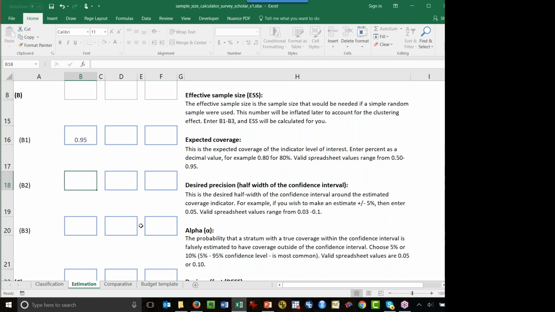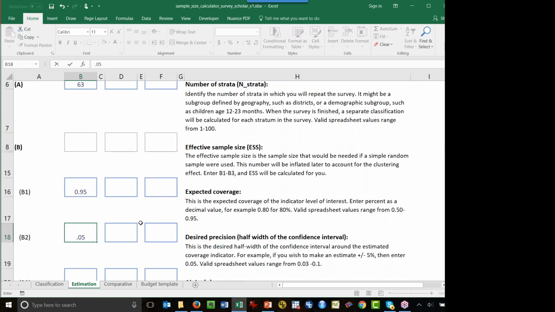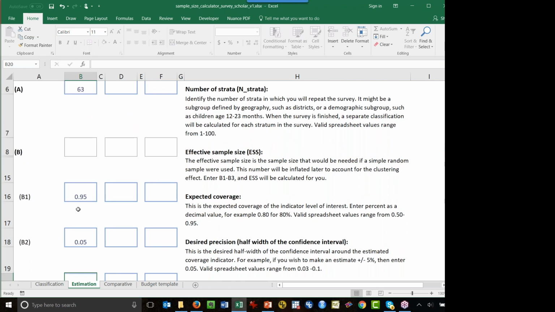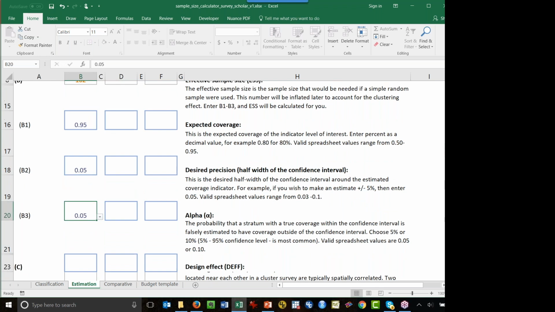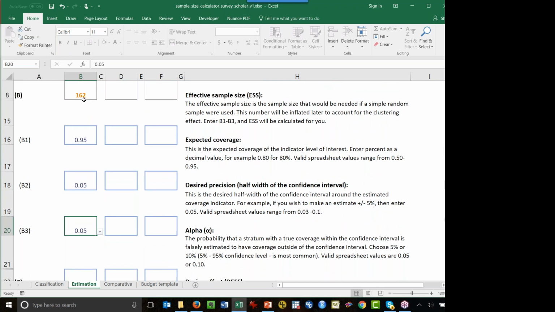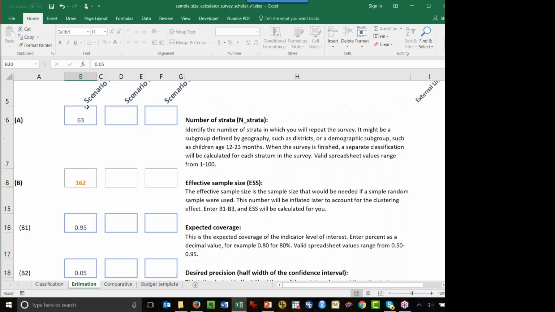And the half width of the confidence interval is 5%, so that's 0.05. As soon as I populate this cell, I think we will see the effective sample size. And what is alpha? Alpha is also 5%. Now, we have the same value that we had from our table, from table B1, 162.